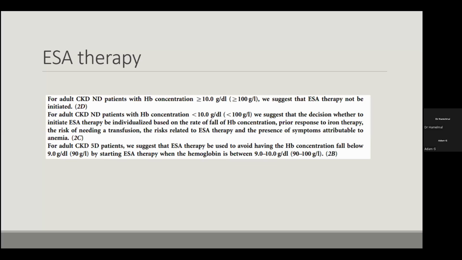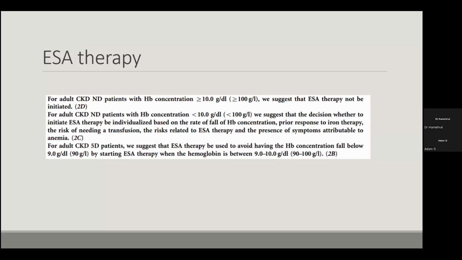So erythropoietin stimulating therapy. In non-dialysis patients with hemoglobin greater than 10, we do not start erythropoietin treatment. Non-dialysis patients with hemoglobin less than 10, whether to start erythropoietin therapy should be individualized. If the hemoglobin is falling and there is a response to iron therapy and you want to decrease transfusion, you may start.